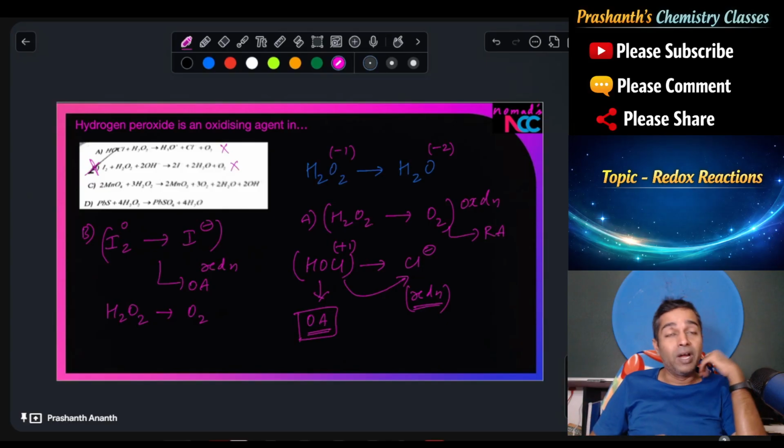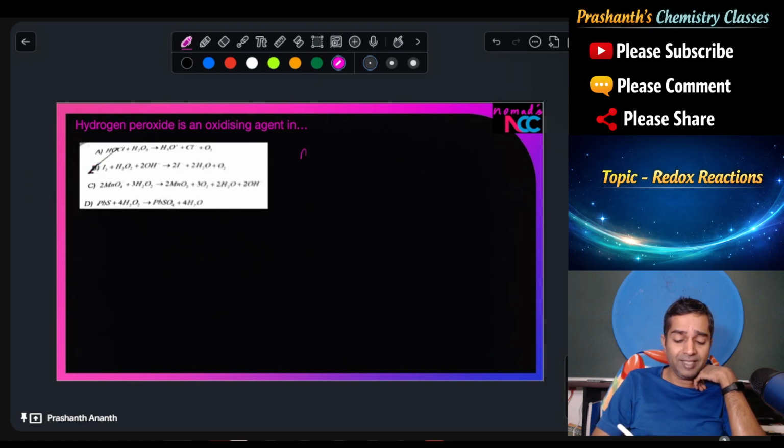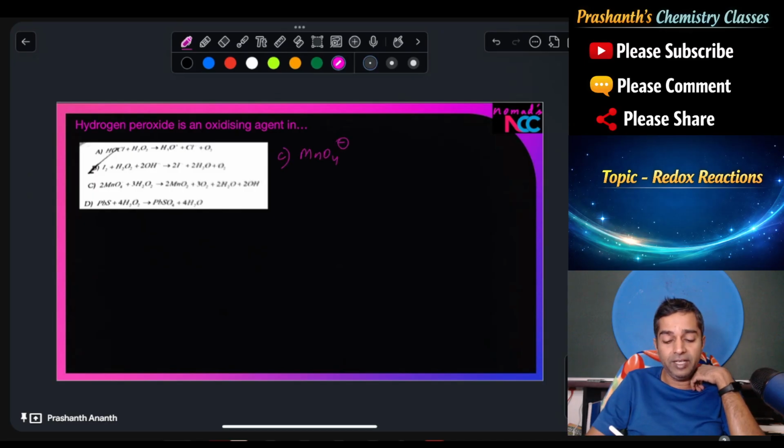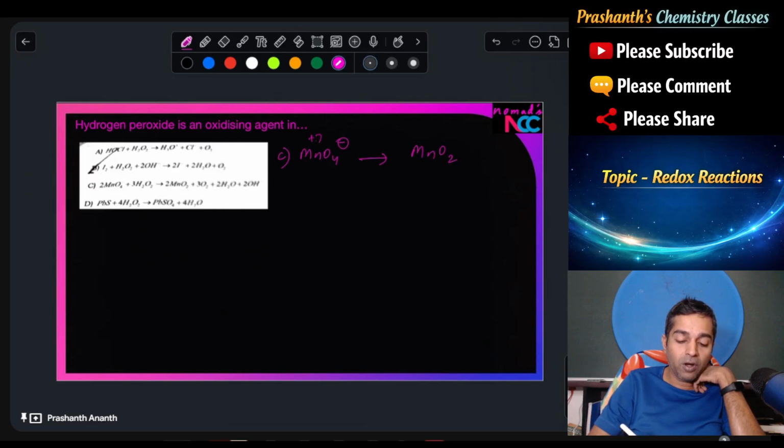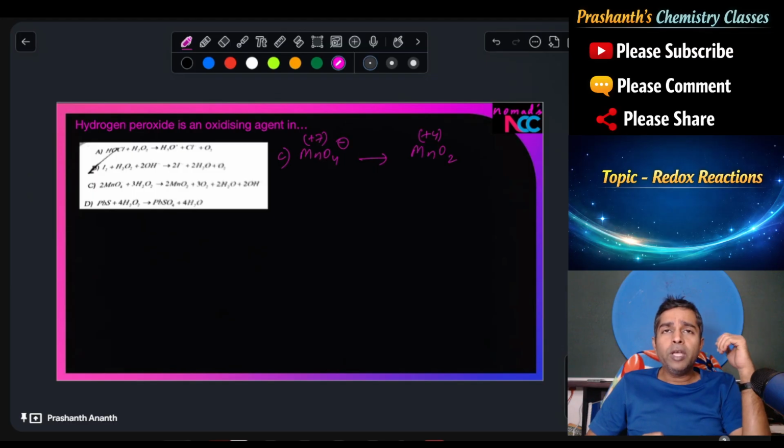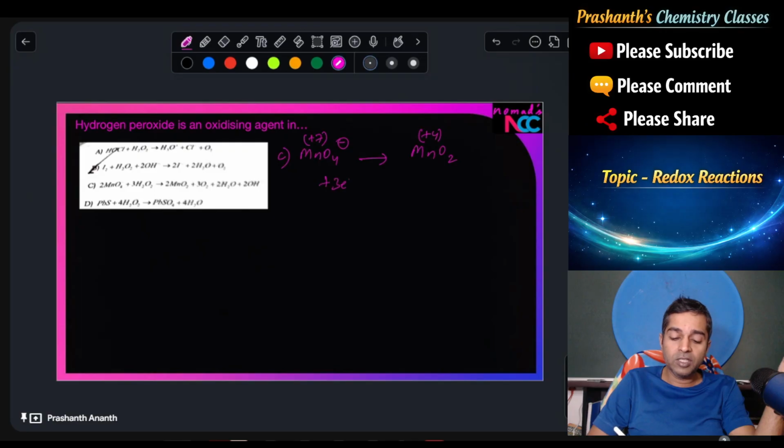Okay, let's look at the third option over here. In the third option, what is happening is MnO4 minus is effectively becoming MnO2. Pay attention to the part there, MnO4 minus becoming MnO2. So manganese is in +7 oxidation state in MnO4 minus, and it is going to a +4 oxidation state. So if it's going from a +7 to a +4, obviously it has to gain 3 electrons in the process.